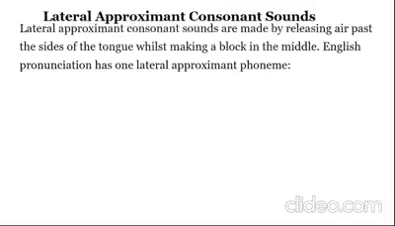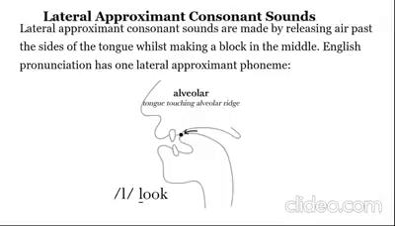Lateral approximant consonant sounds are made by releasing air past the sides of the tongue while making a block in the middle. English pronunciation has 1 lateral approximant phoneme. That is la. Here it is an alveolar sound where the tongue touches the alveolar ridge. And the word is look.